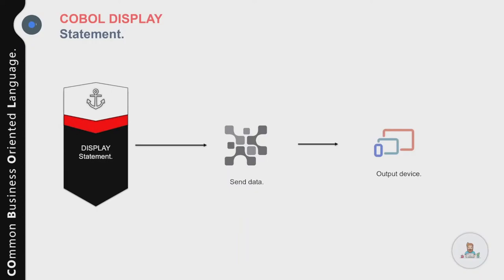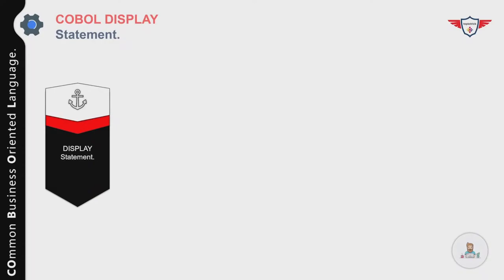in your COBOL program. The DISPLAY statement also plays a crucial role in case you're debugging a program. You can include DISPLAY statements within your program logic to print the intermediate results. A DISPLAY statement may be used to view any data item, even an entire record, on the screen. Now let's talk about the syntax of the DISPLAY statement.